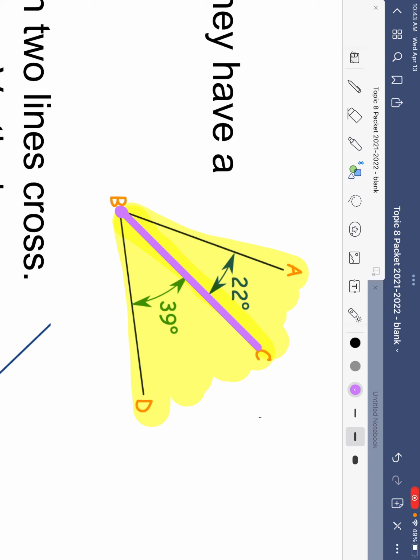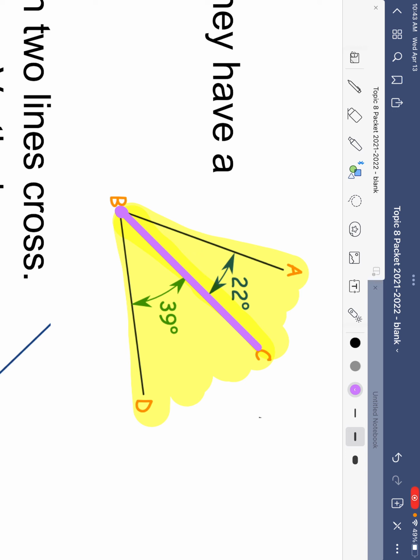So vertical angles are opposite each other when two lines cross. In other words, they are across from each other. Vertical angles are always equal or equivalent or congruent. All of those words mean the same thing. So vertical angles are opposite each other when two lines cross. That means that they are across from each other. And vertical angles are always equal in measure. So if one is 60 degrees, the other one is 60 degrees, right?